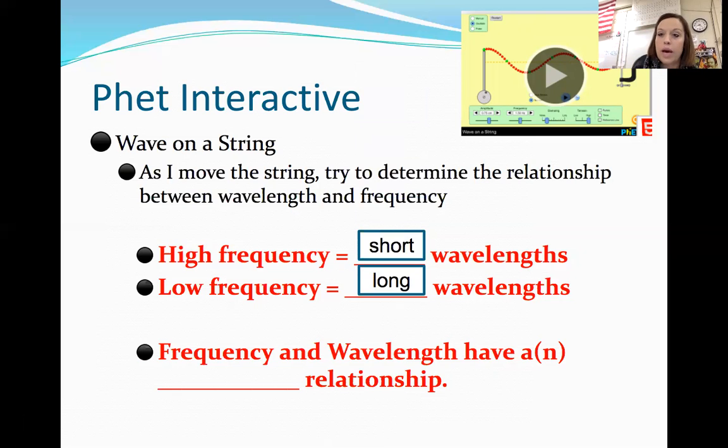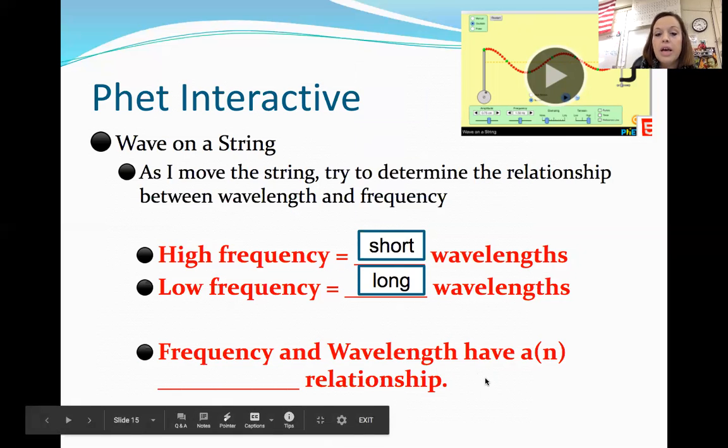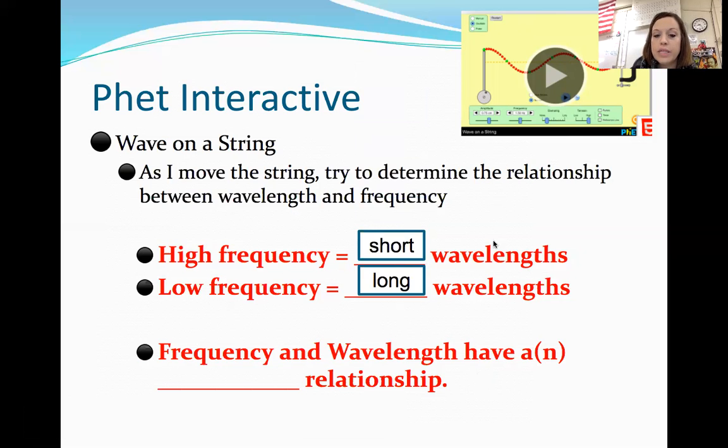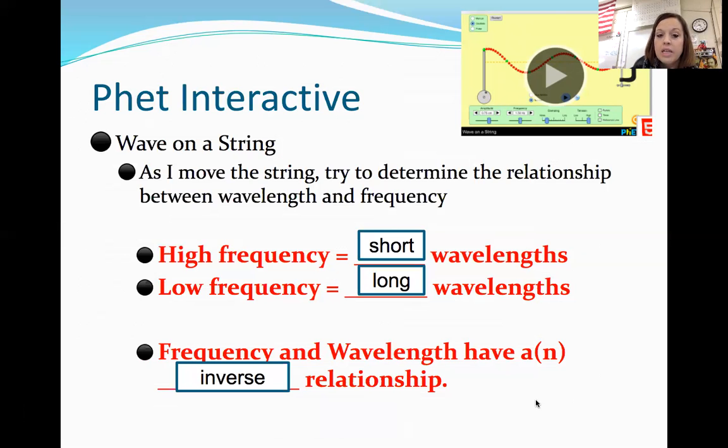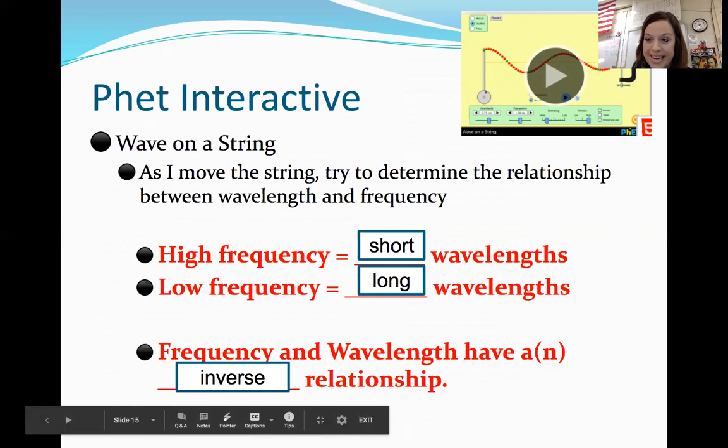So I was gonna show us this little interactive. I don't know if we'll have time to do it today. We might need to do it tomorrow because I wanna do the group challenge. But high frequency is a short wavelength, low frequency is a long wavelength. And because of that, we say that frequency and wavelength have an inverse relationship. Inverse means opposite. So if it's high frequency, it's short wavelength. If it's low frequency, it's long wavelength. So I'm gonna be quiet for a minute and have you guys write those little things in.